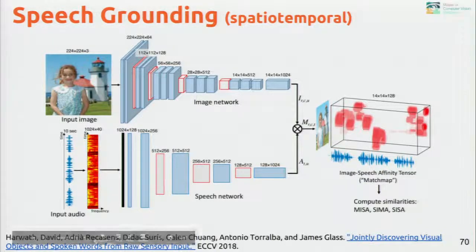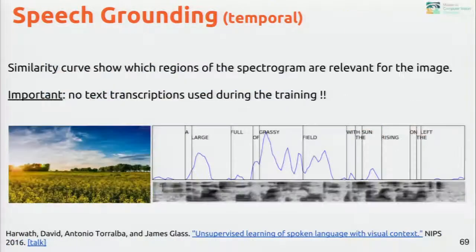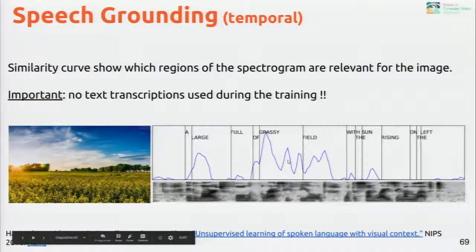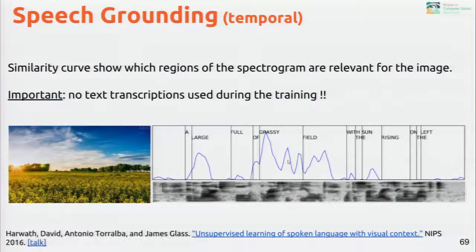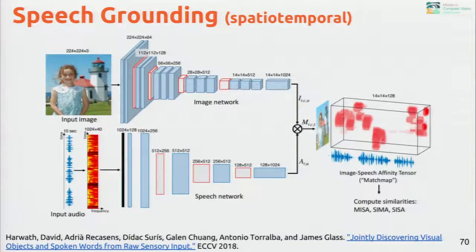from UPC, so the Yarragasens and Didac Suris, they were originally from here, actually. And they went one step further, and they did something similar to what we saw earlier. So instead of having a similarity score, now they look at the convolutional activations, the spatial activations, and they observe what part of the image was being attended throughout the speech, throughout the spoken words.